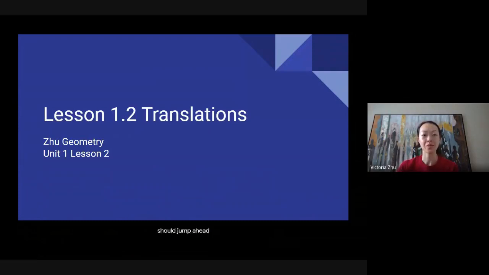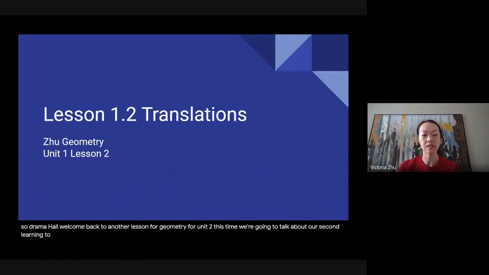学生们好, welcome back to another lesson for geometry for Unit 2. This time we're going to talk about our second learning target, and it's about translations.